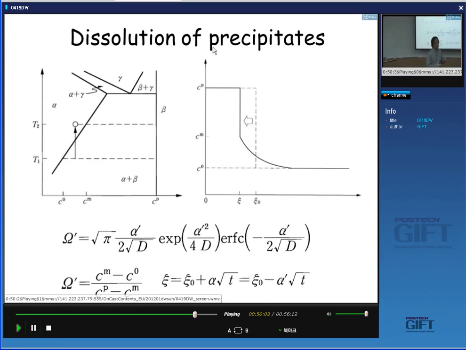The first thing you have to consider is what the concentration profile will be. Here, the dotted line represents the initial condition. Here, the concentration of beta, and here the concentration of alpha, which is given by the phase boundary at T. Then, when we heat up the specimen to T2, the concentration profile will change like this one, whereas the beta phase dissolves, this kind of concentration profile will be developed.